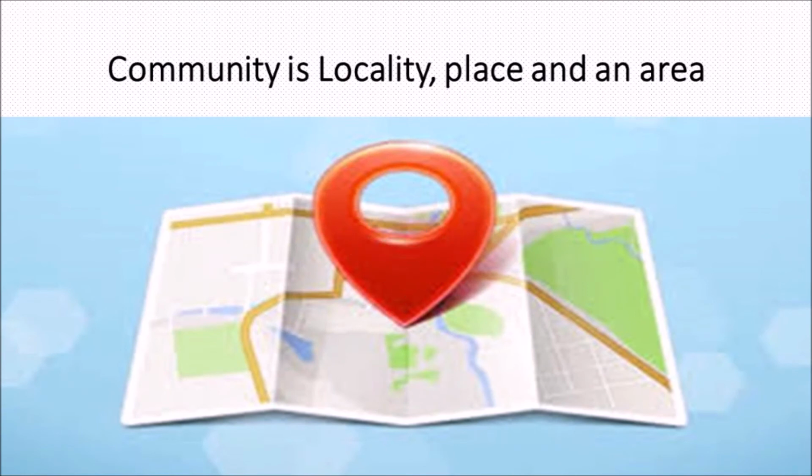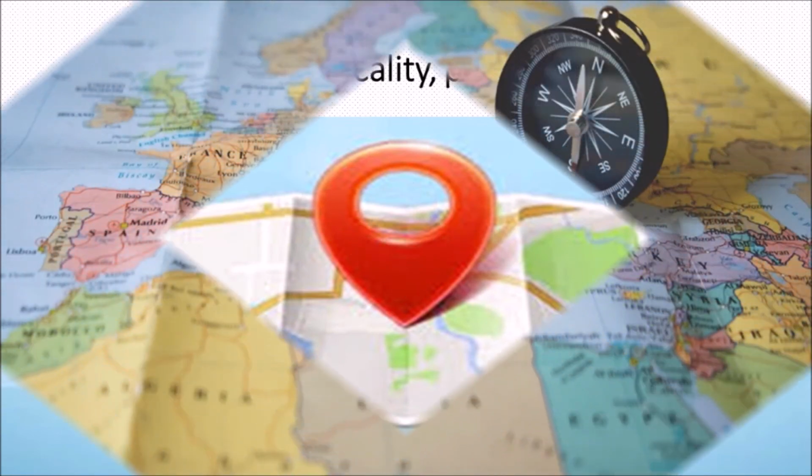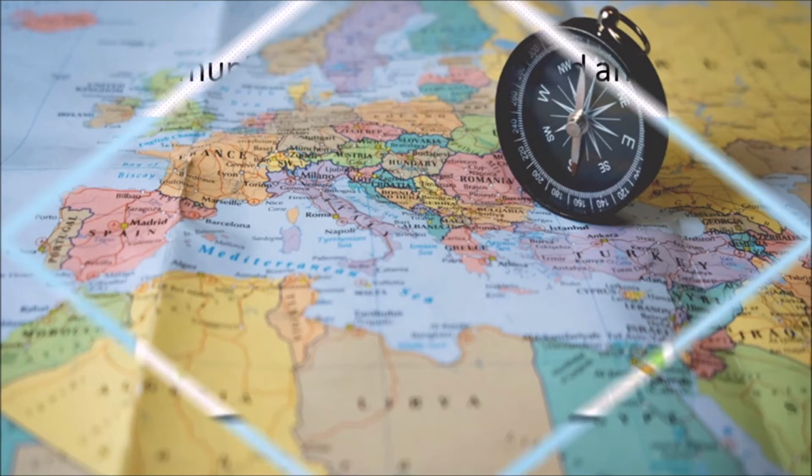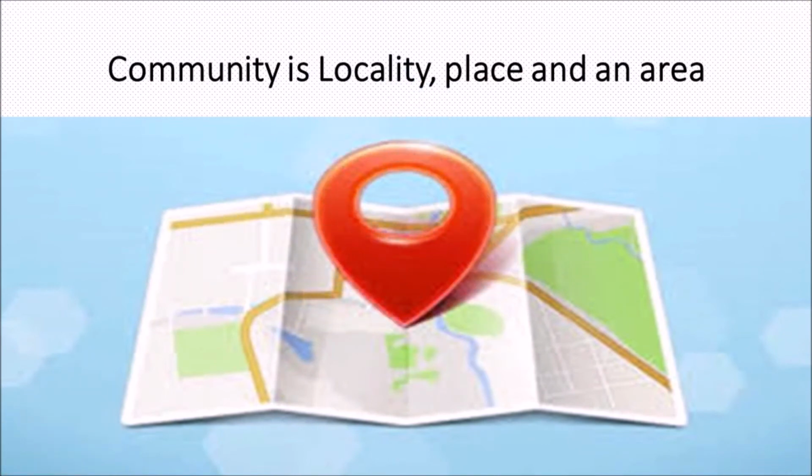Next, the community is a locality, place and an area. A community has a well-defined geographical area from which each community can be distinguished from another. Each community has its own name, geographical boundaries and a particular place to locate it on the earth.